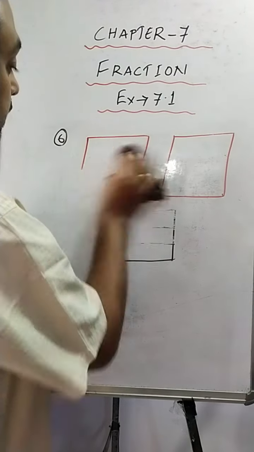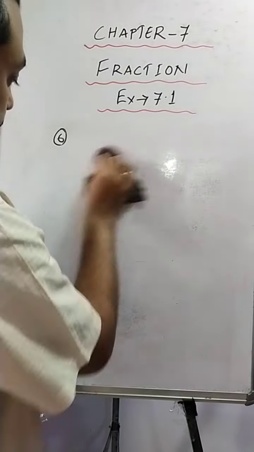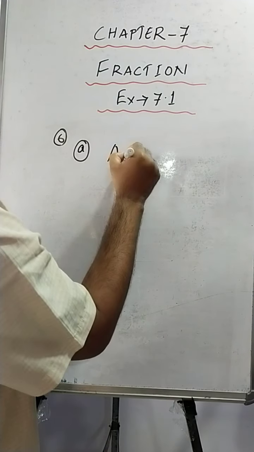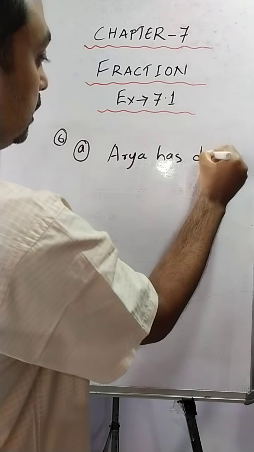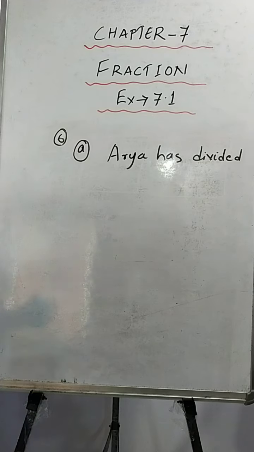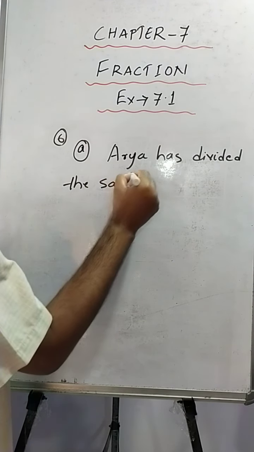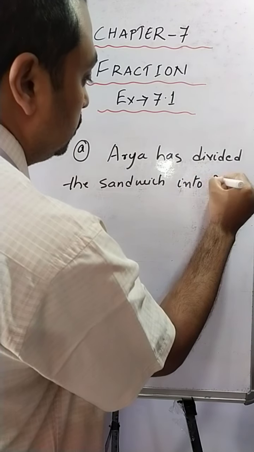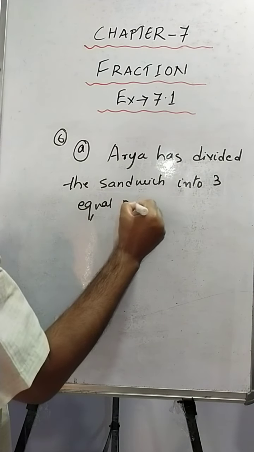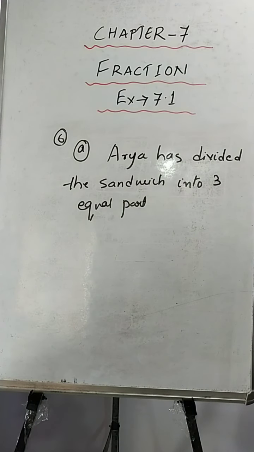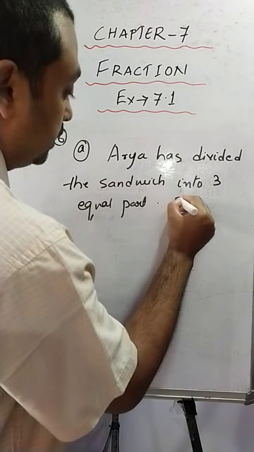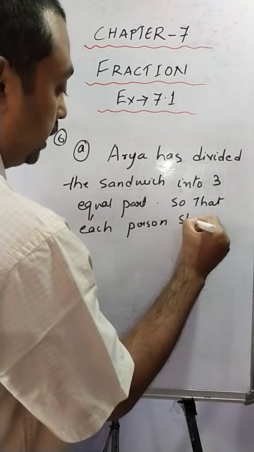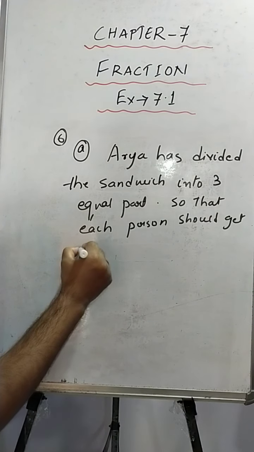So what is the first answer that we write? The first answer he will write is: Arya has divided the sandwiches into 3 equal parts. And why has he divided the sandwiches into 3 equal parts? So that each person should get an equal share.